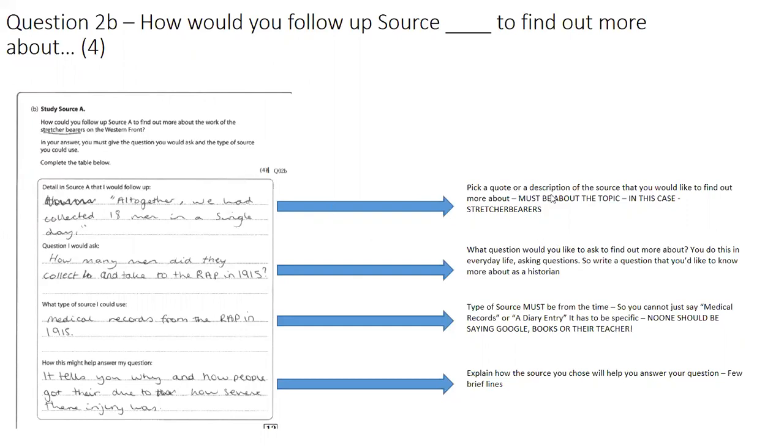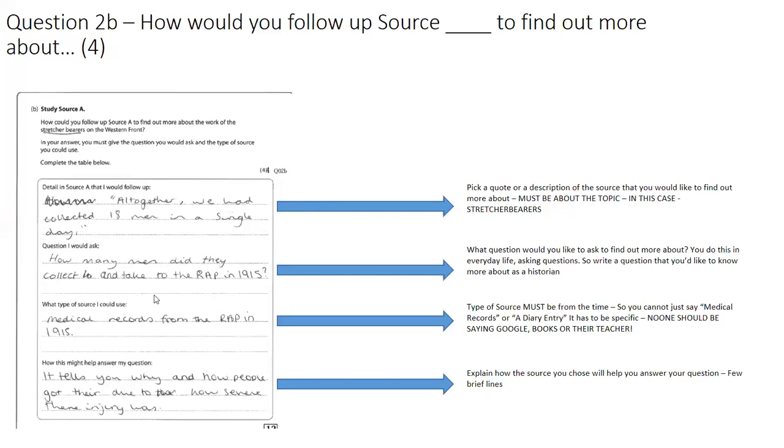So the first thing, you've got to pick a quote or description in the source that you would find out more about. It must be about the topic. So this candidate has said, altogether, we had collected 18 men in a single day. That's their quote. The next thing, what question would you like to find out more about? You do this in everyday life, asking questions. So write a question that you'd like to know more about as a historian. In lesson, you're asking me, sir, why this, why that? This person's written, how many men did they collect and take to the RAP in 1915? Very clear, to the point. If you do those 2, you get a mark each.